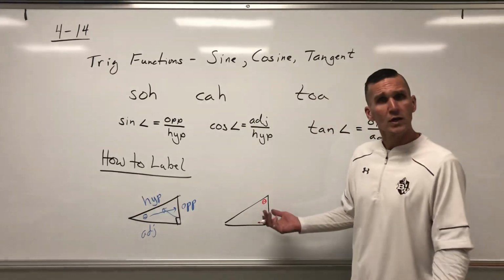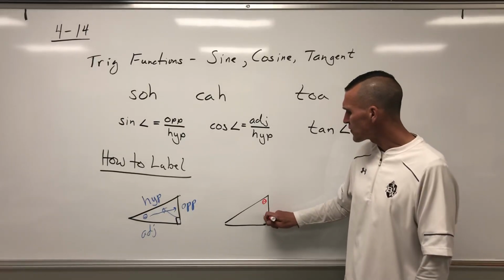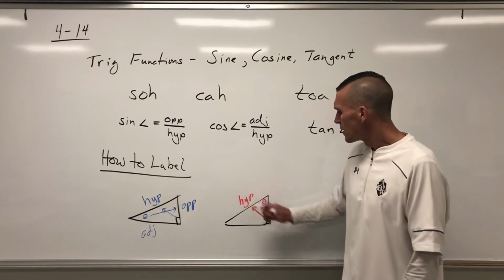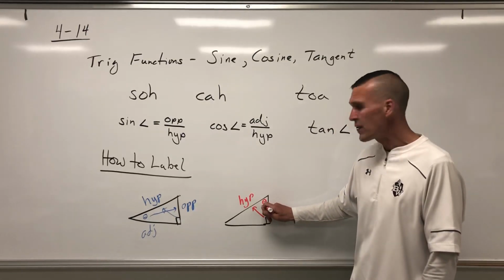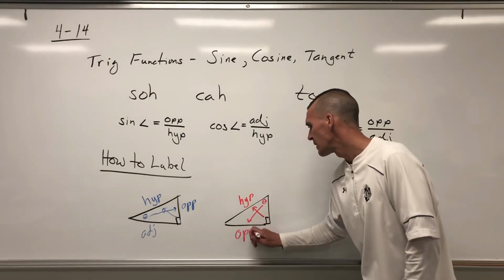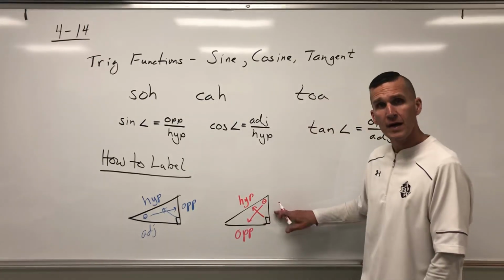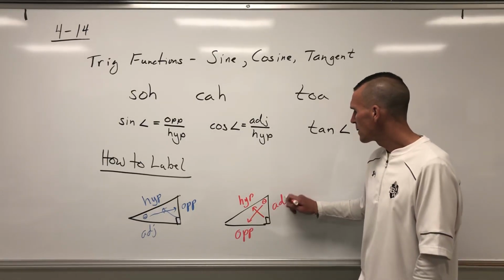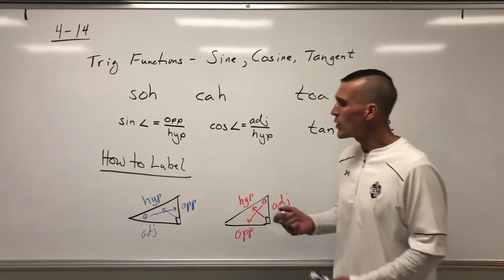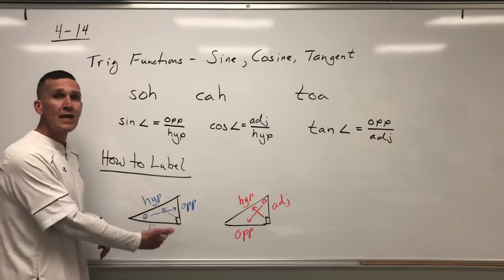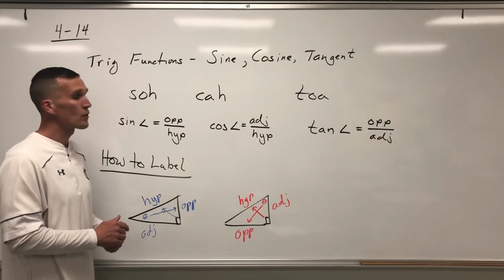But what we're going to do is label this triangle. Well, across from the 90 is the hypotenuse. Across from the angle that we are focusing on is the opposite side. And then the third remaining side, or the leg that touches the angle, is called the adjacent side. So in order to do right triangle trig, you need to be able to label triangles correctly.